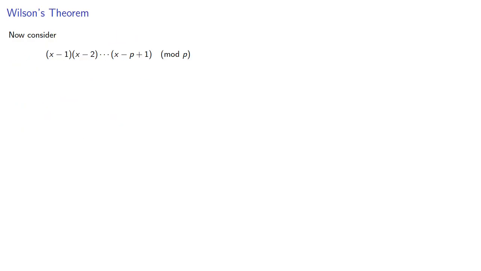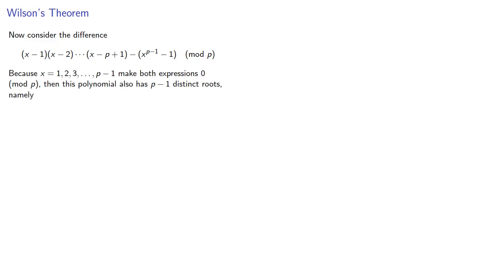Now consider the product x minus 1, x minus 2, and so on, all the way up to x minus P minus 1. So this also has P minus 1 distinct roots mod P, namely those same values. So now let's consider the difference between those two polynomials. Because x equals 1, 2, 3, and so on up to P minus 1 make both expressions 0 mod P, then this polynomial also has P minus 1 distinct roots, namely x equal to 1, 2, 3, and so on.